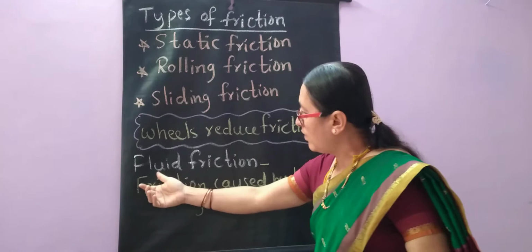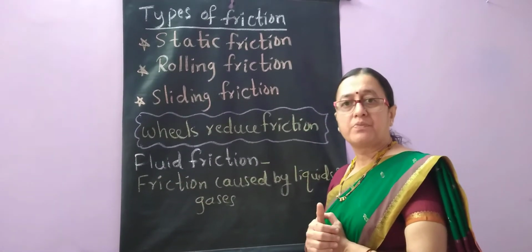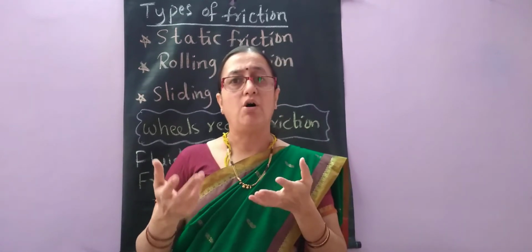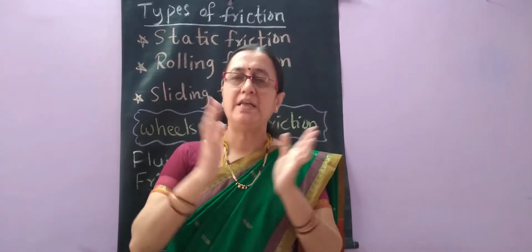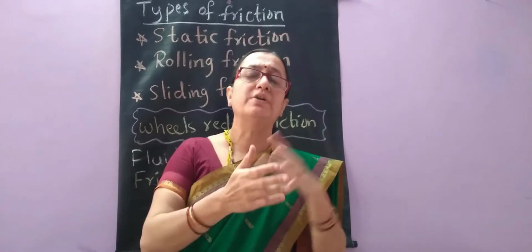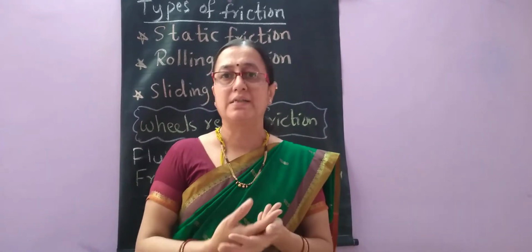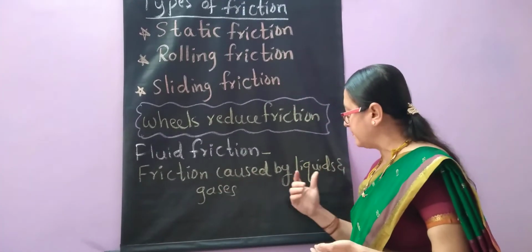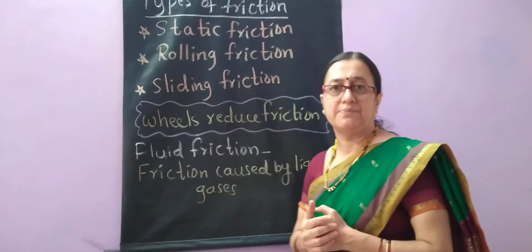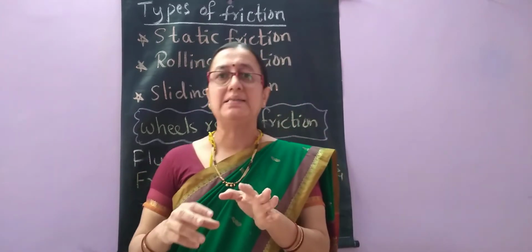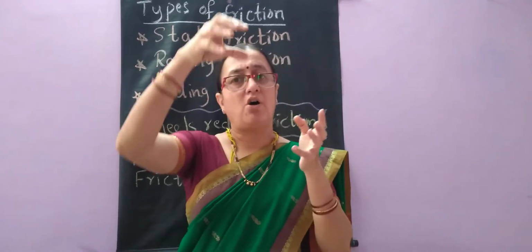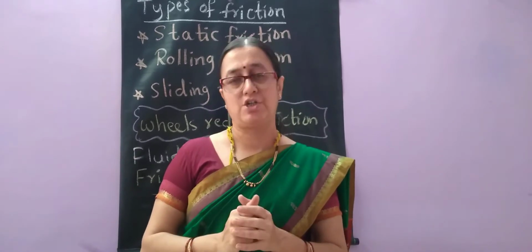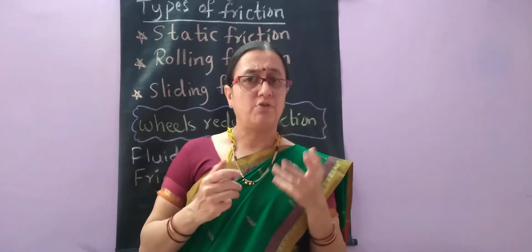Okay. What do you mean by fluid friction now? Till now, whatever we saw are all examples of friction of solids. When a solid object moves on any other solid object, friction is created. Fluid friction is nothing but friction caused by liquids and gases. When liquids and gases apply force on any object, then we call it fluid friction. What are the examples of fluid friction?